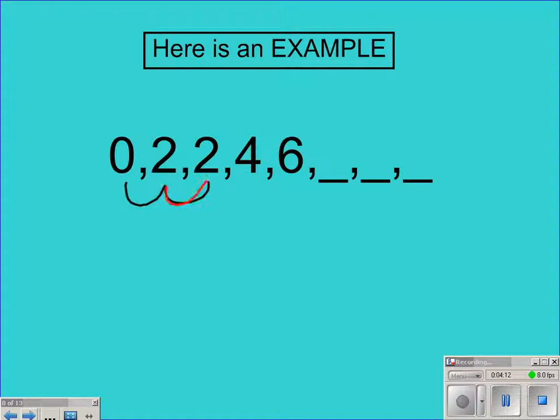Now add 2 and 2 together to get 4. Add 2 and 4 together to get 6. Add 4 and 6 together to get 10. Add 6 and 10 together to get 16. Add 10 and 16 together to get 26.